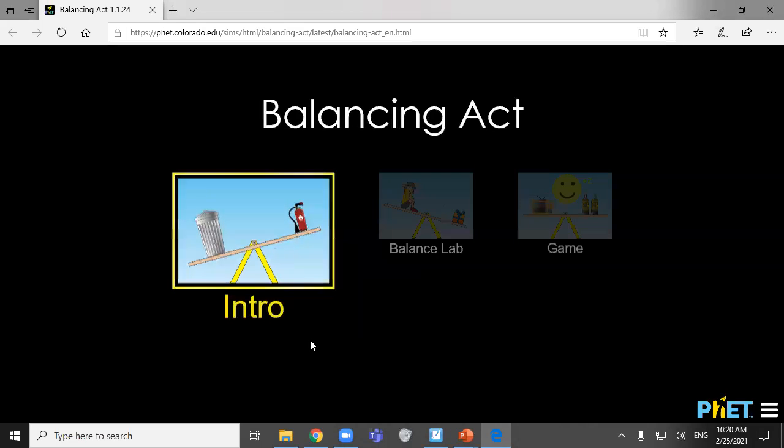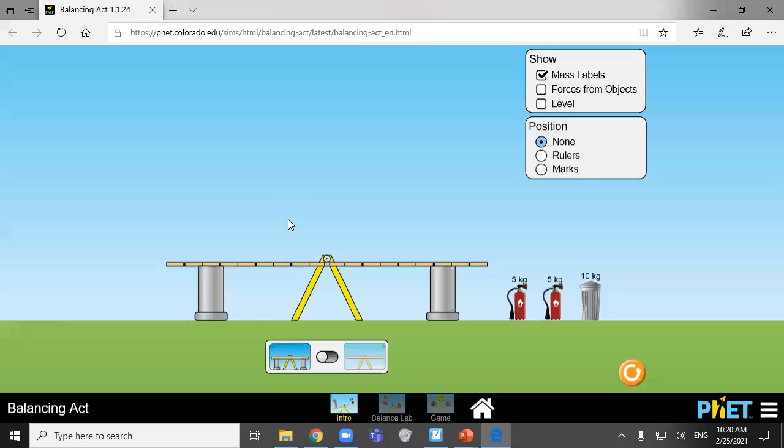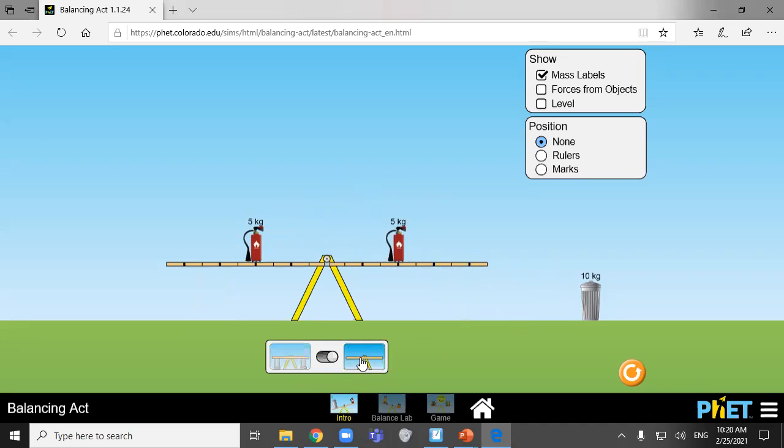So we have a very nice demonstration here. Now we have a seesaw, and let's say we keep the 5 kilograms somewhere here, and the other 5 kilogram also at the same distance, say 1, 2, 3, 4. Now it should be balanced, right? When we take out the support, it is balanced. Let me show the level and force from the object. Okay, things are balanced.